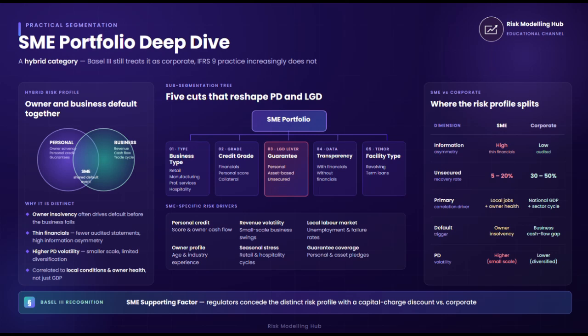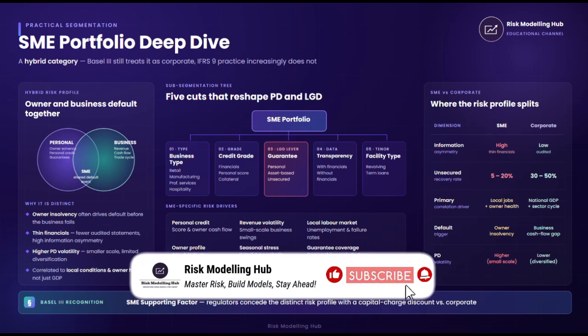Now, this SME portfolio splits into five critical dimensions. First is the business style, which separates wholesaling, manufacturing, retail, and services. Second is the credit grade, which distinguishes financials quality, strong versus weak documentation. Third is the loan level characteristics, which covers corporate versus personal guarantees, the personal asset base, unsecured. Fourth is the data transparency, which identifies SMEs with strong versus weak financial reporting. Next and finally is the facility type, which separates invoicing, leasing, and working capital products.